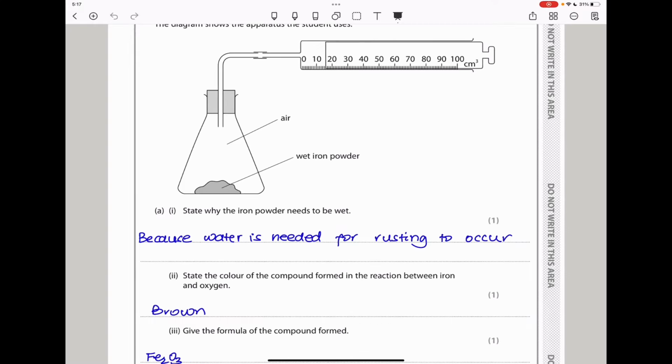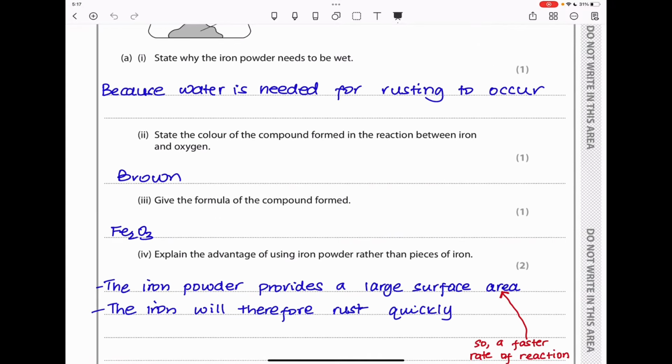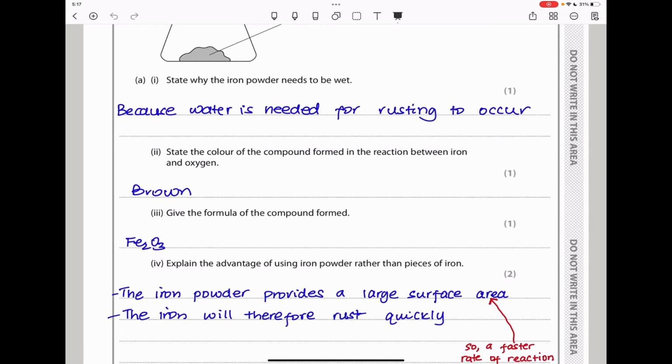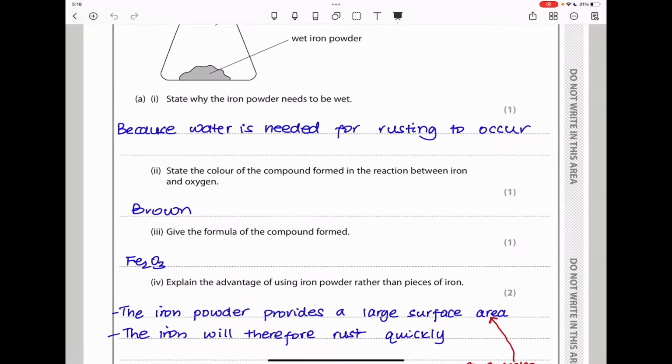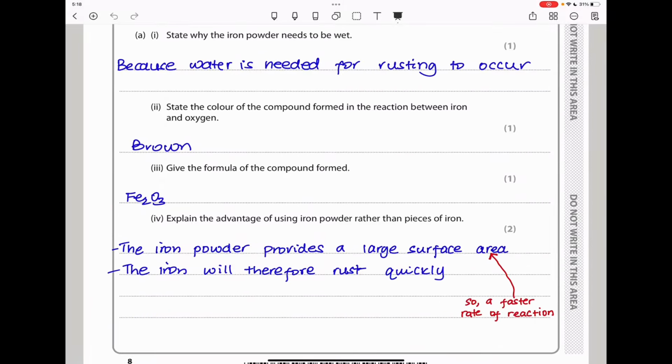So they say, state why the iron powder needs to be wet. It needs to be wet because water is a requirement for rusting to occur. And then the next part they ask, state the color of the compound formed in the reaction between iron and oxygen. When iron is rusted, or when it's turned into iron oxide, it's going to be brown in color. Then they say give the formula of the compound, it's iron trioxide.